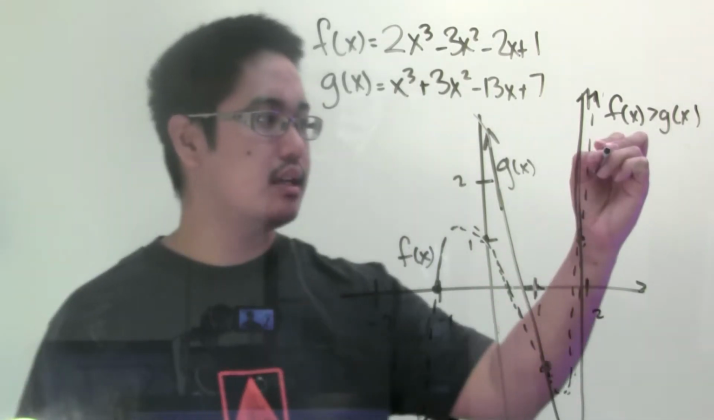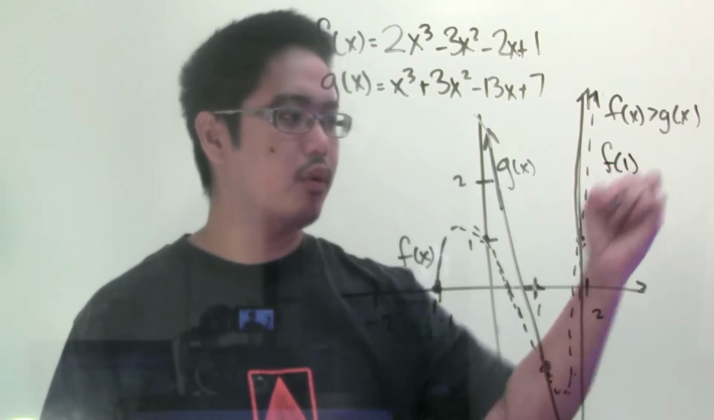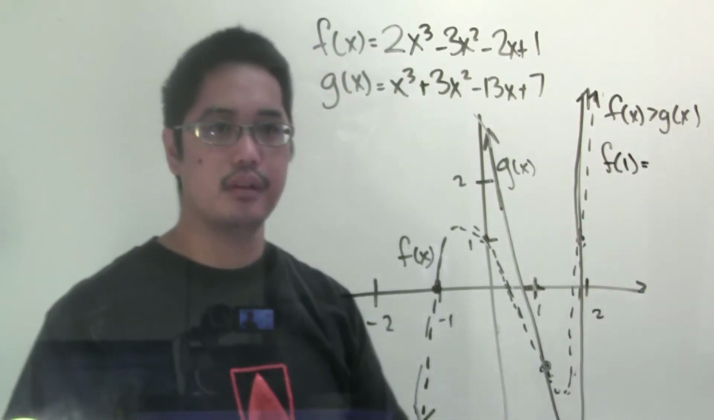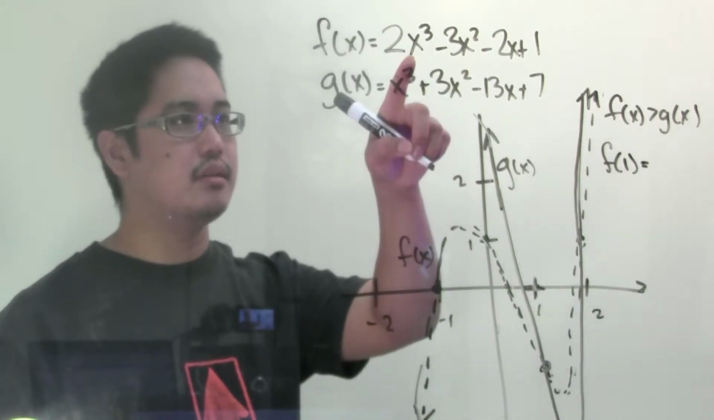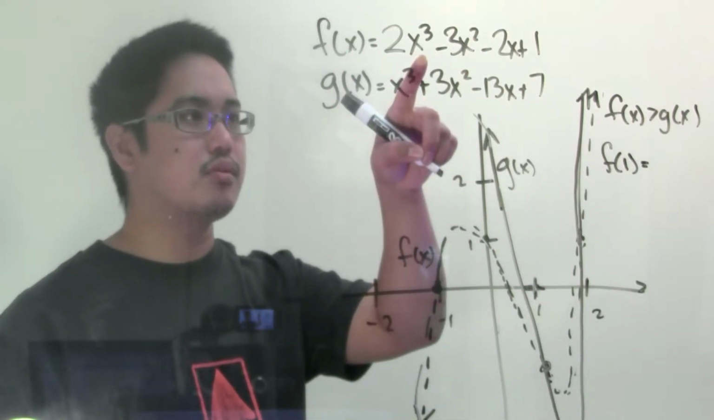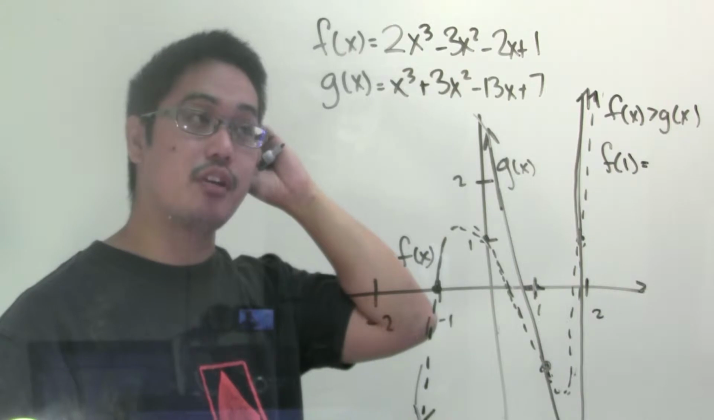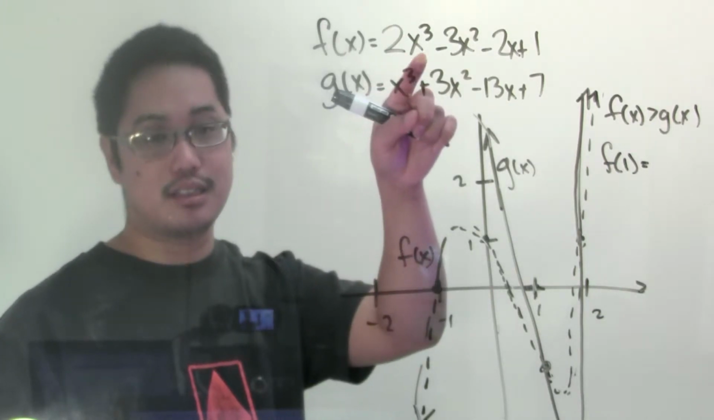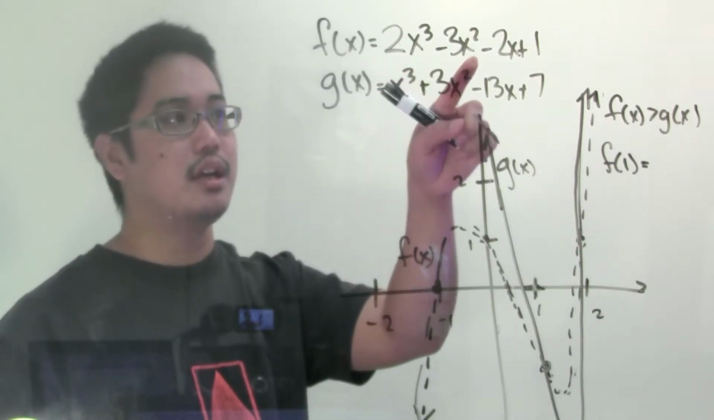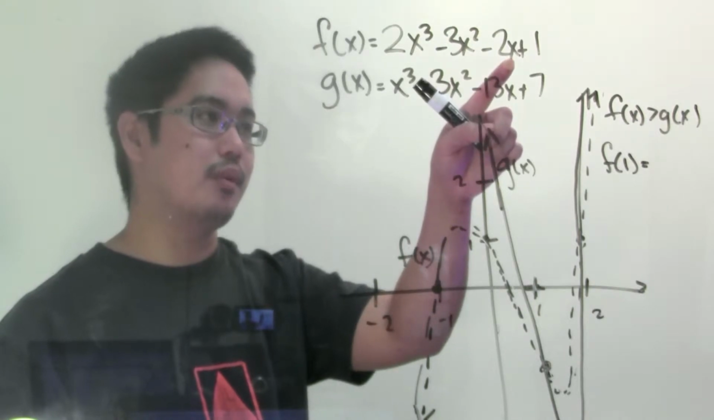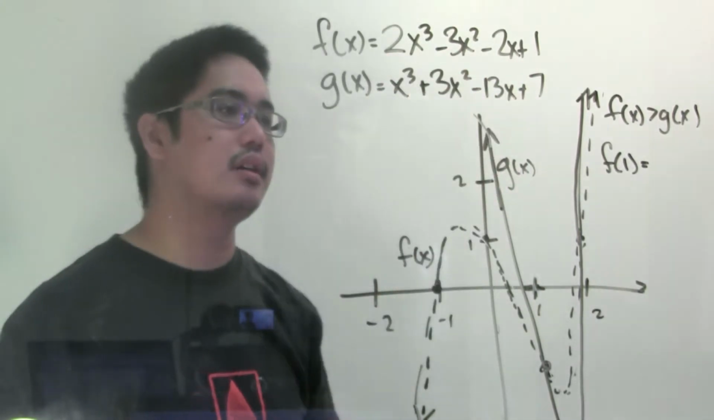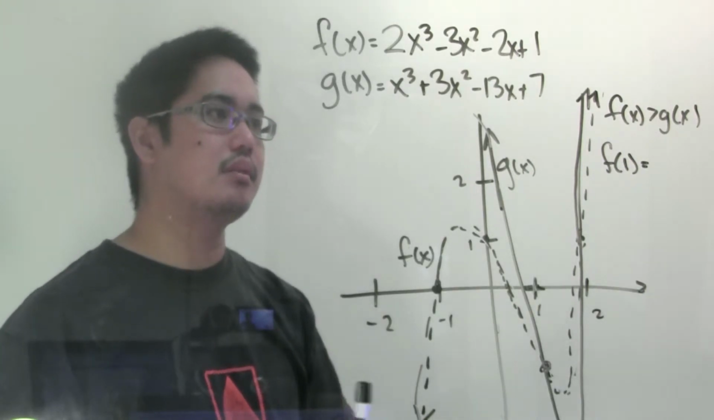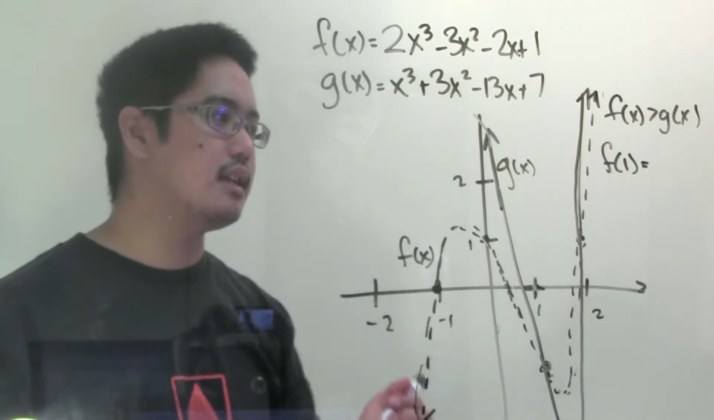So let me try this. I'm going to figure out, what is f of 1 equal to? I'm going to plug 1 in for x. Plugging in 1 is very nice because 1 cubed is 1, 1 squared is 1, and so on. So that's basically 2 minus 3 minus 2 plus 1. What is 2 minus 3 minus 2 plus 1? I think that's negative 2.